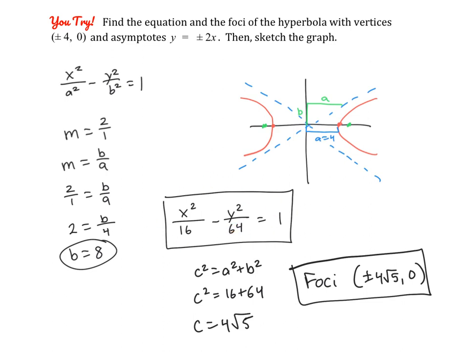And then again, we're also asked to find the foci, so you can use the formula to find your c value, which is 4 root 5. So our foci, again, are going to be to the left and right of our center, so (± 4 root 5, 0).